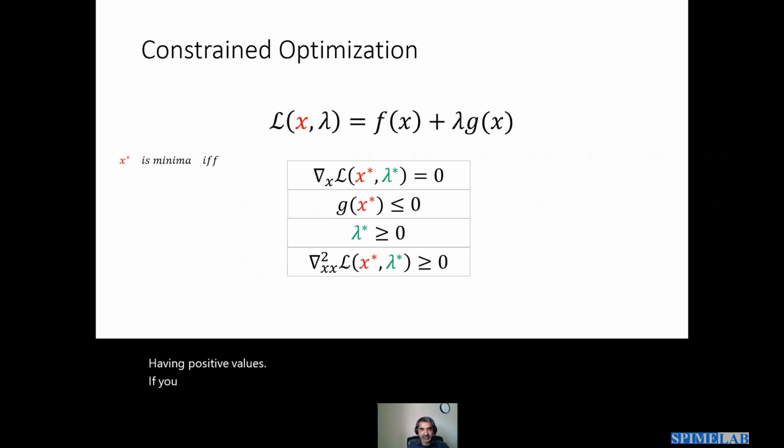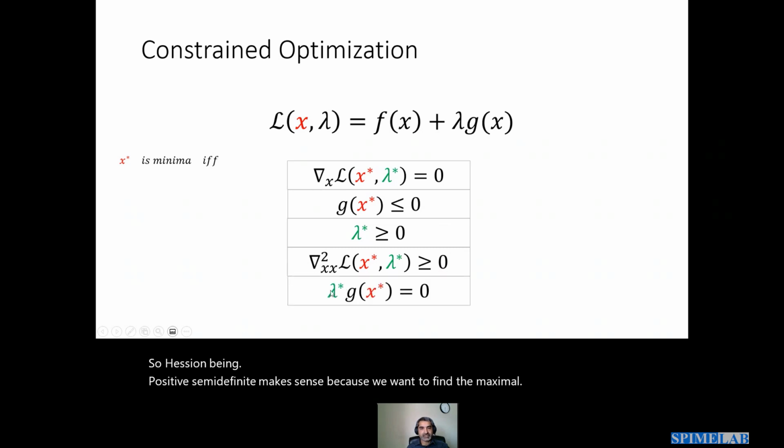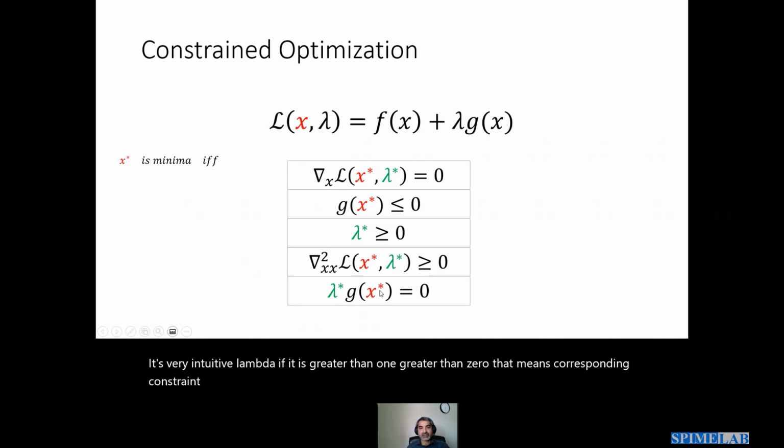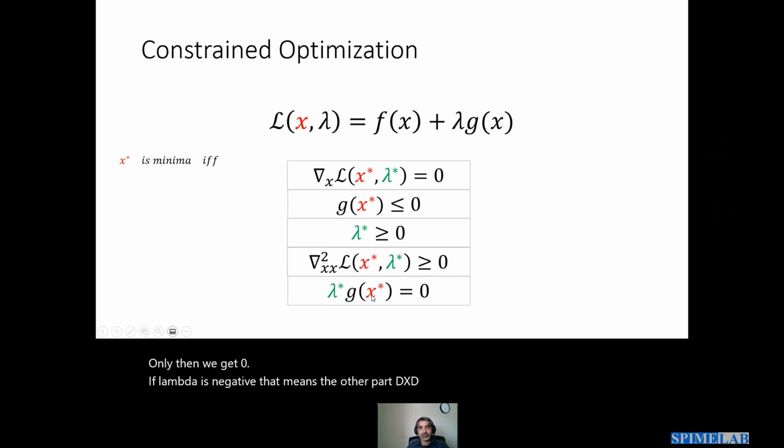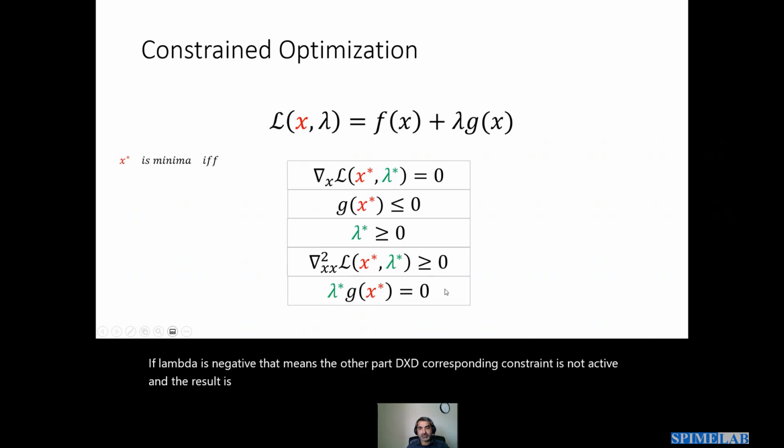If you remember, in the previous sessions, we used this matrix of second derivatives for the independent features; we called it the Hessian when we were doing logistic regression. So the Hessian being positive semi-definite makes sense because we want to find the minimal point of the function. And this particular condition is very intuitive. If lambda is greater than 0, that means the corresponding constraint is active and the product will be 0. Only then we get 0. If lambda is 0, that means the corresponding constraint is not active and the result is 0. We call it complementary slackness.